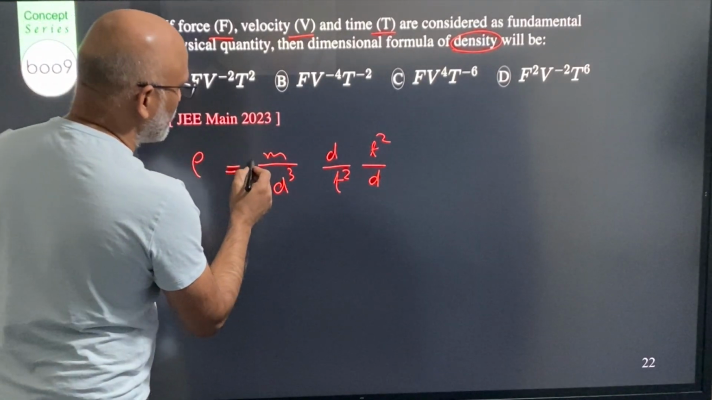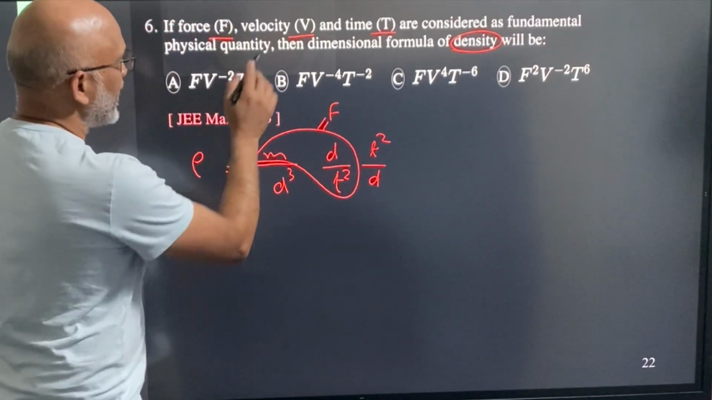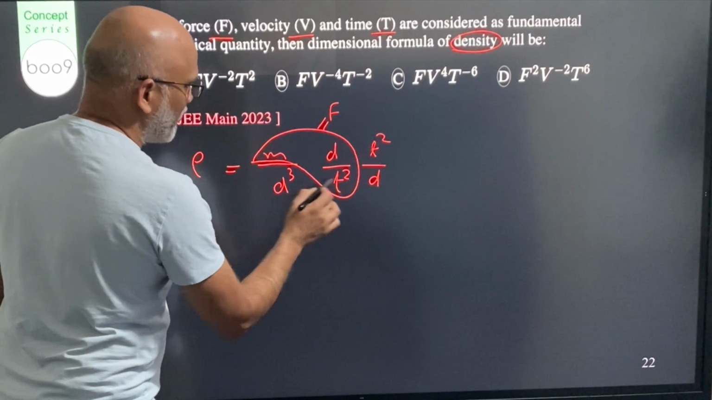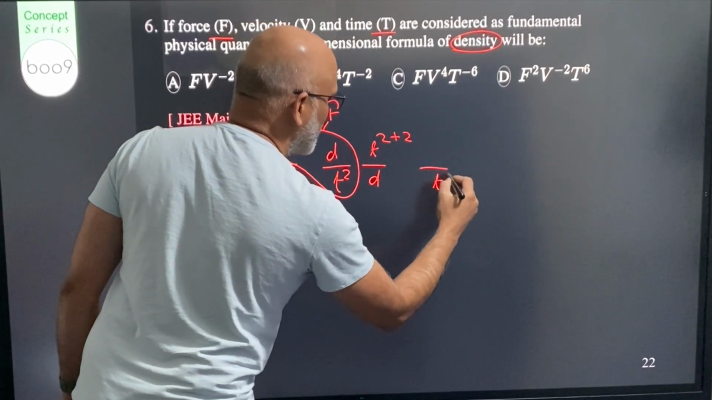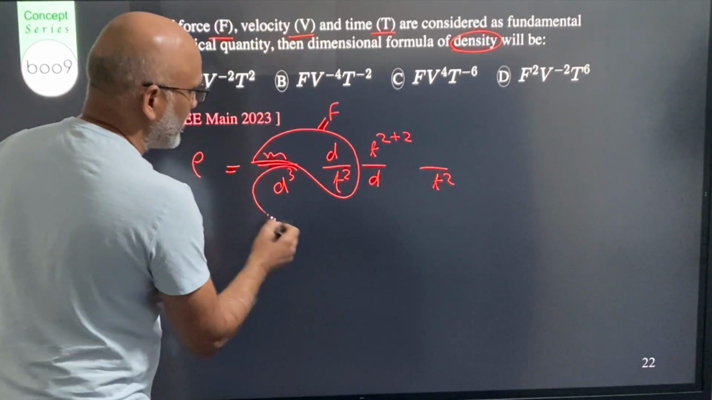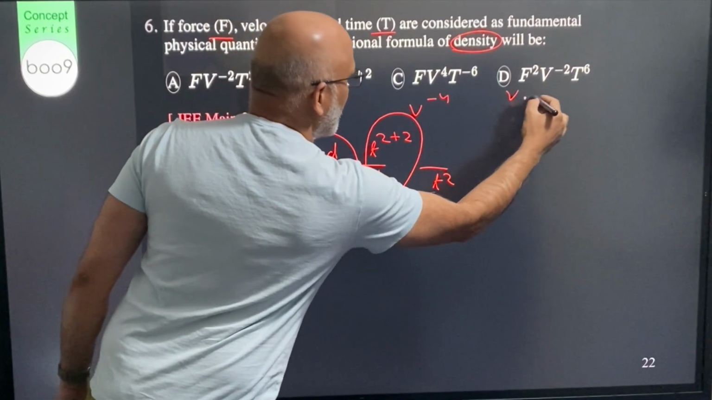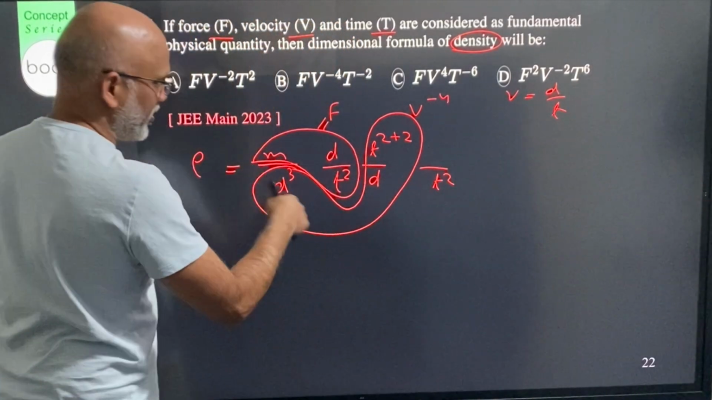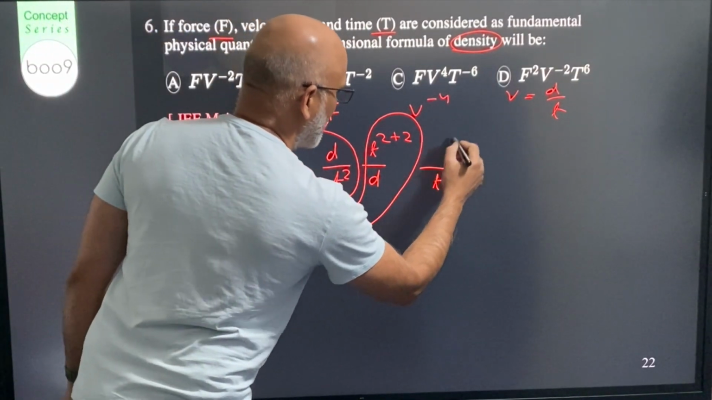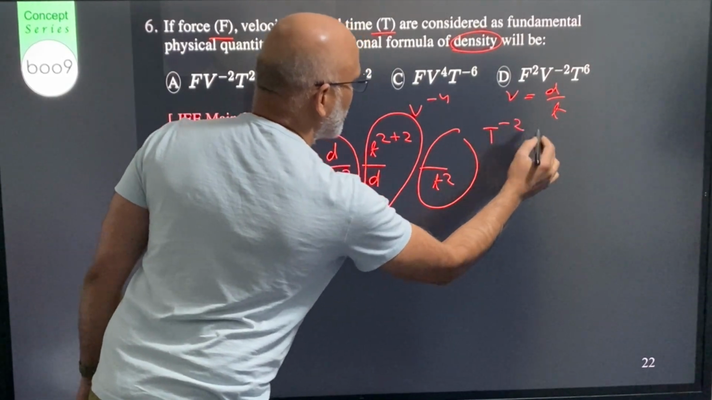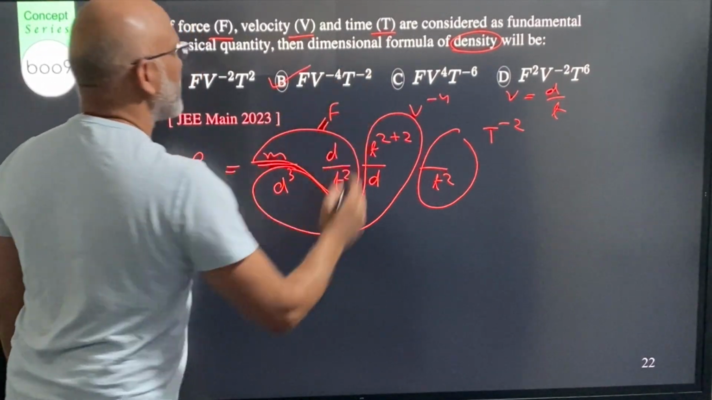Then what I can do is group this. So this is force. Then I want velocity and time. I have d to the power 4. 3 plus 1 is 4. So if I multiply by t squared and then again divide by t squared, this is going to be v to the power minus 4, like v is equal to d over t, right? And this is the inverse of that, d to the 4 and t to the 4. And this is nothing but t to the power minus 2, right? So what do we have? F v to the minus 4 t to the minus 2. B is the correct choice.